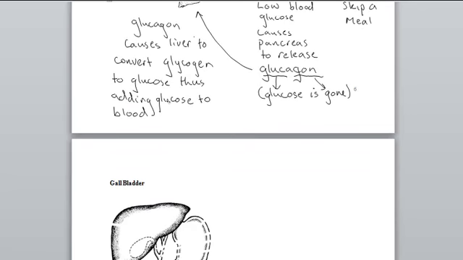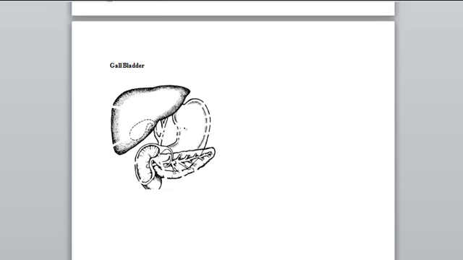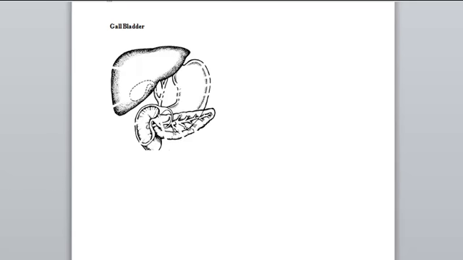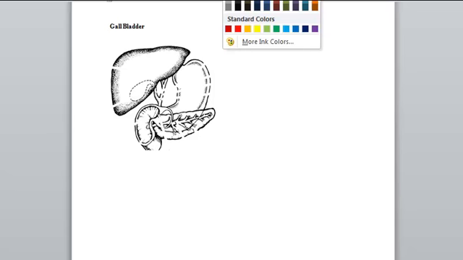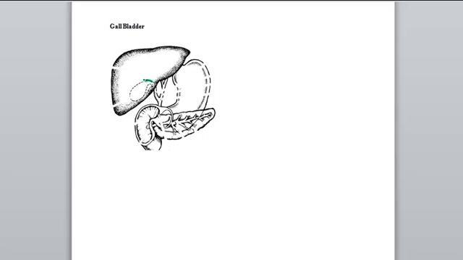Now we have to talk about the last key accessory organ. We didn't really talk about the salivary glands because we covered that when we talked about the actual oral cavity, but we might list it then just so we don't forget they are an accessory organ. But here, the last one that we haven't talked about hides in behind the liver. It's tucked up in behind the liver. It's like a little sac, and it is the gallbladder.